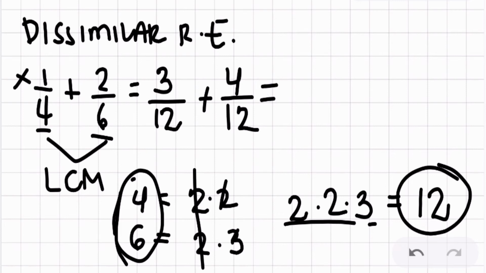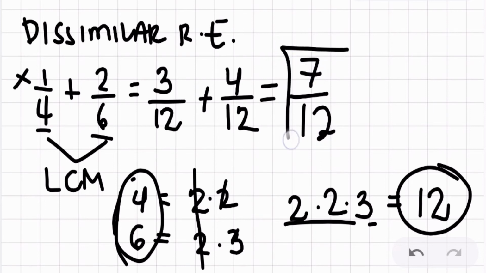So now we can follow our steps in adding similar fractions. Copy 12, and then 3 plus 4 is 7. So this is now our answer to this problem.